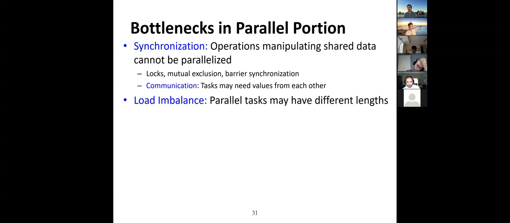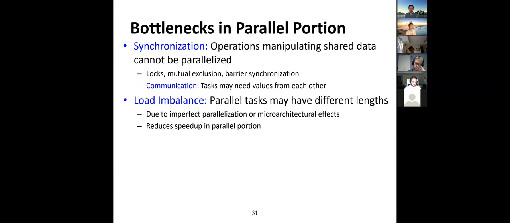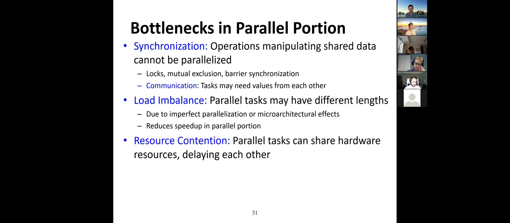Another problem is load imbalance. If you had two parallel entities to run, and one happened to have more work than the other, they are going to finish in different amounts of time, and one is going to wait until the other finishes. It can be due to imperfect parallelization or some microarchitectural effects. One of them can be unlucky to get more cache misses than another, so it's going to run slower. This reduces speedup in the parallel portion as well.